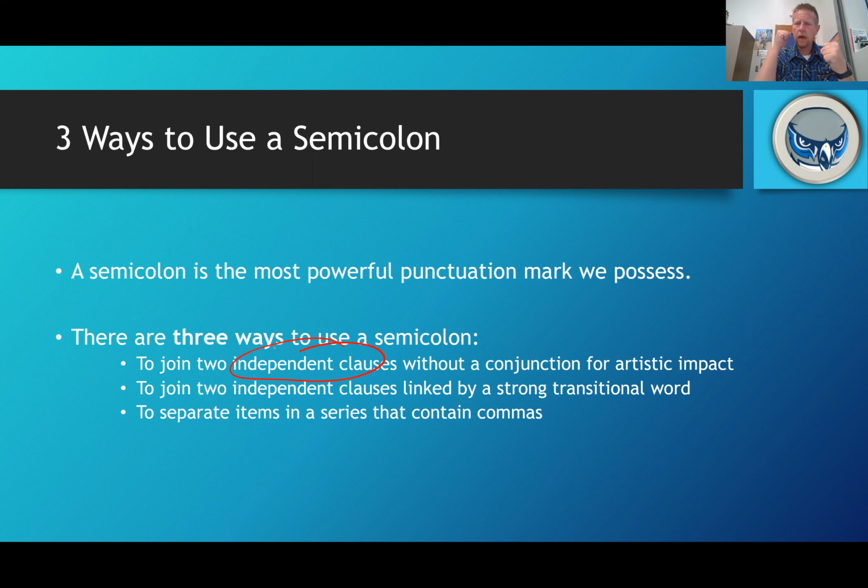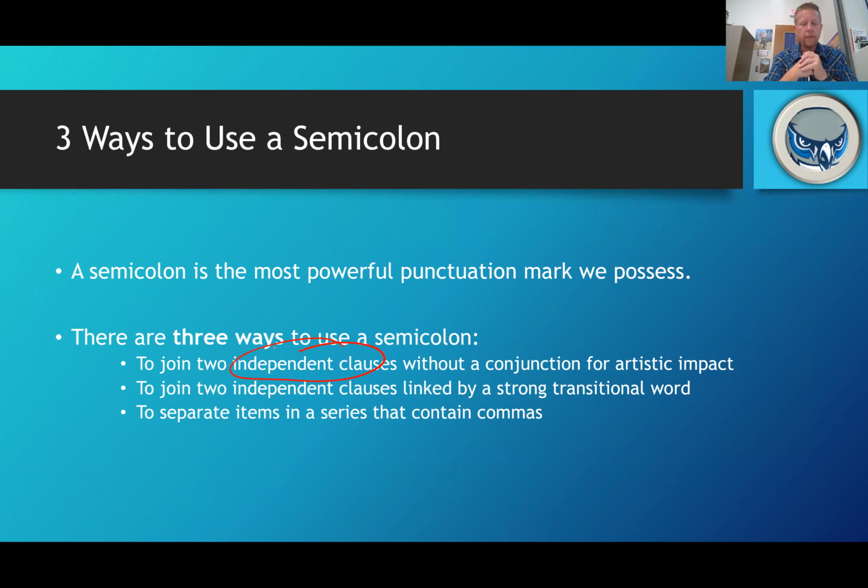I love baseball; I hate football. And for you football fans out there, let me reverse it. I love football; I hate baseball. Whatever you want to do, I don't have an opinion. But you can join those two independent clauses with a semicolon without using a conjunction. And that can make a more powerful sentence, right? That's what we mean by artistic impact.